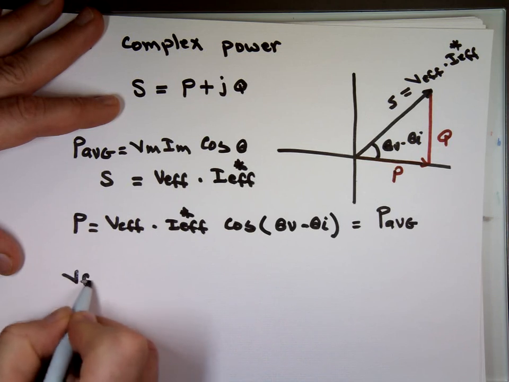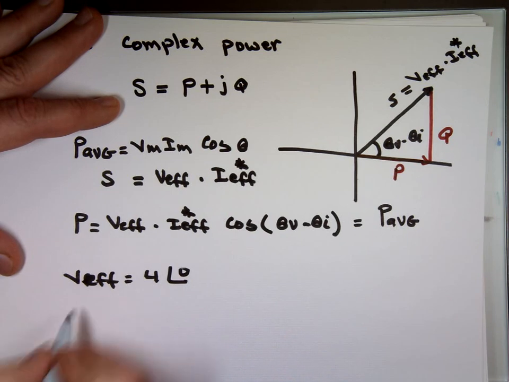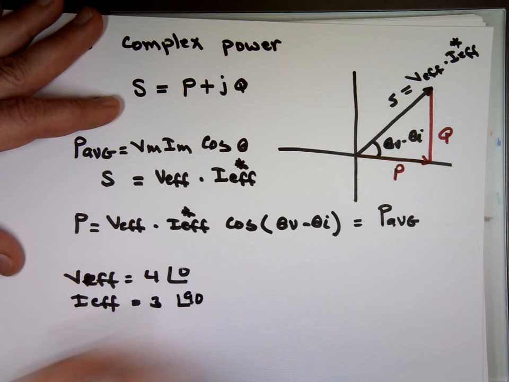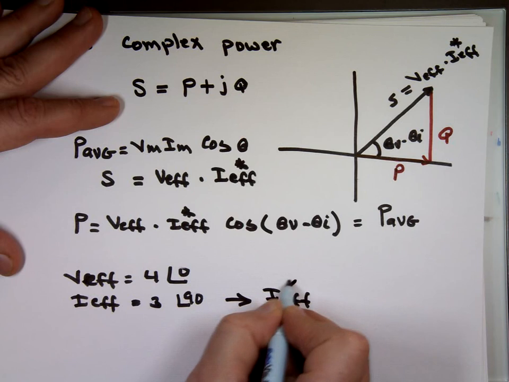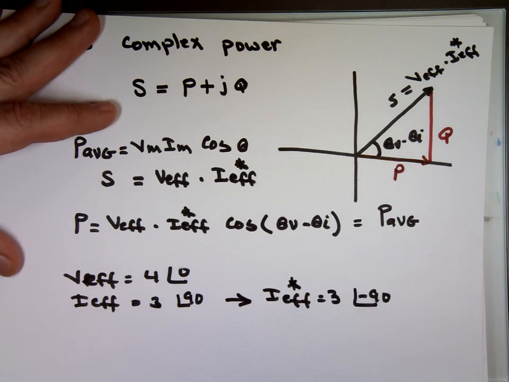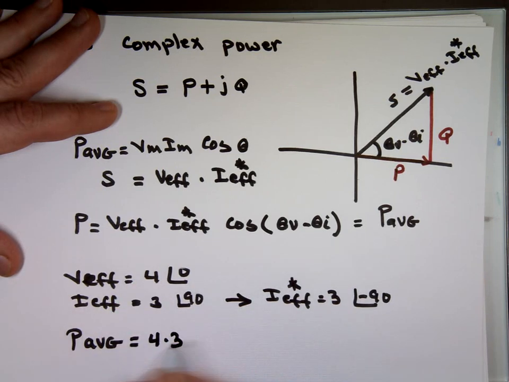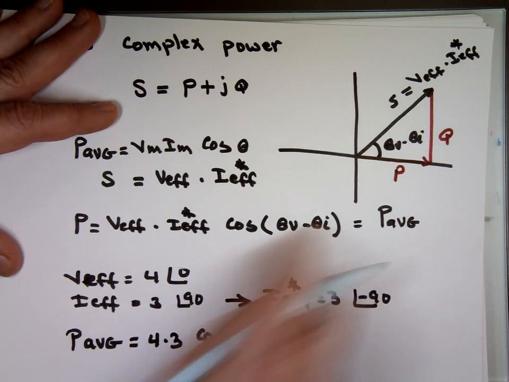If V effective, I'll just use some numbers, equals 4 angle 0, and let's say I effective equals 3 angle 90. What's the conjugate of that? I effective conjugate will be what? 3 angle negative 90. So what's the average power? Isn't that 4 times 3, we take the values, times cosine theta V, which is 0, minus theta I, which is 90.